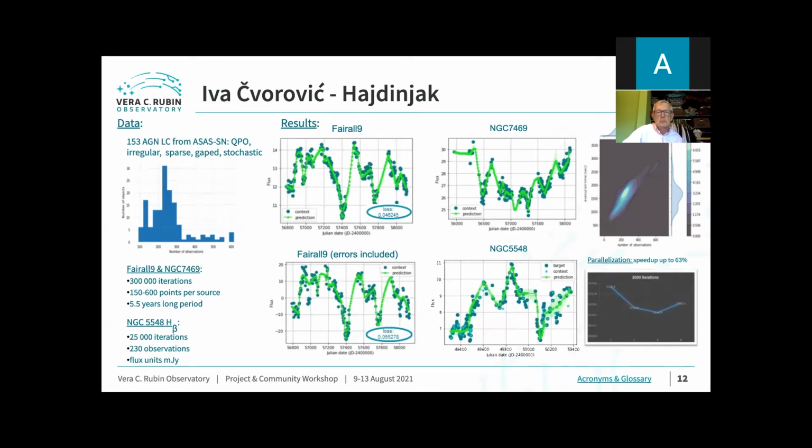The animation shows the training process for the NGC 5548 H-beta light curve during 25,000 iterations. Dark blue dots are actual measured values of flux, while the green curve represents predicted values in target points. Execution time depends mostly on the number of observations, and due to the vast amount of data expected in LSST, we have attempted to optimize our code by implementing parallelization Python modules. During testing on a supercomputer, we have detected a speed up of up to 63% while testing on 4 cores.